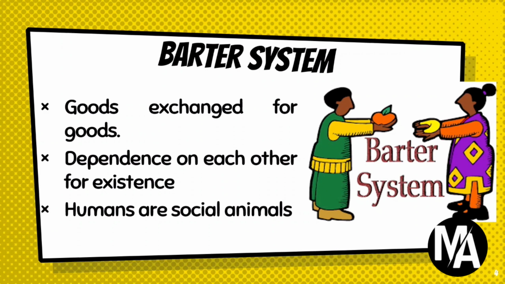Initially, goods were exchanged for goods. This is because human beings are social animals and we depend on each other for existence. If I specialize in preparing one kind of product, my neighbor will specialize in producing another kind of product. For example, if I specialize in producing wheat and my neighbor specializes in producing milk, I will depend on my neighbor for milk while my neighbor will depend on me for wheat. This is how human society slowly developed, and this is why humans are called social animals, because we live together in a society and depend on each other.